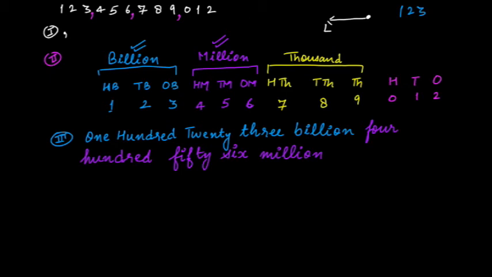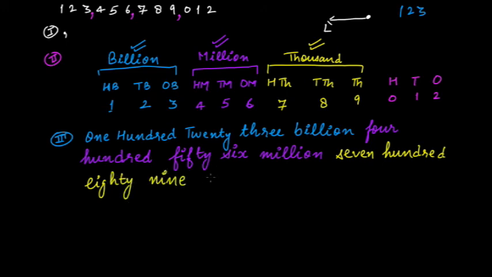Now come to thousand. This one. So what is this? 789, of course, right? So 456 million 789,000. Right? Now this is complete.